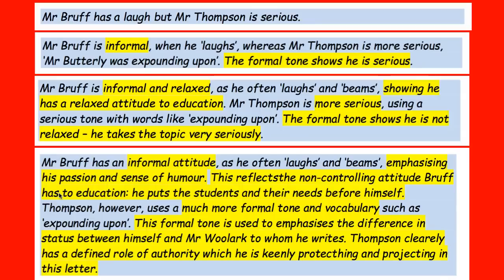So it's everything that went before, but it's also the extra bit here at the bottom where it says, Mr. Bruff has an informal attitude as he often laughs and beams, emphasising his passion and sense of humour, and this reflects the non-controlling attitude Bruff has to education. He puts the students and their needs before himself. Thompson, however, uses a much more formal tone and vocabulary, such as expounding upon. This formal tone is used to emphasise the difference in status between himself and Mr. Woollock, to whom he writes. Thompson clearly has a defined role of authority, which he's keenly protecting and projecting in this letter.